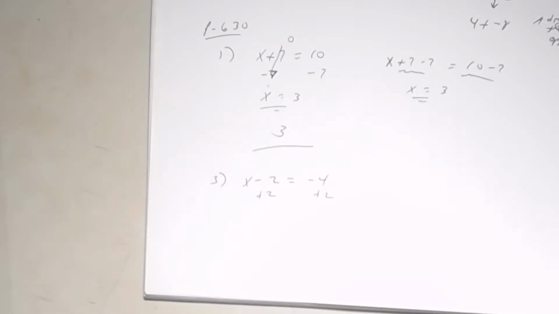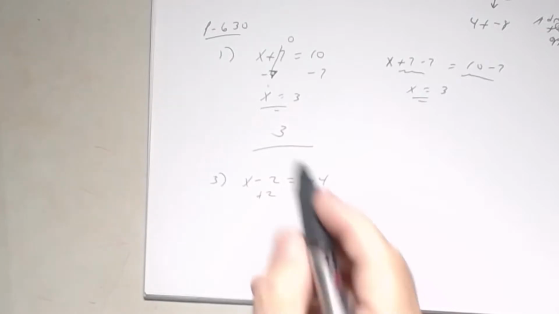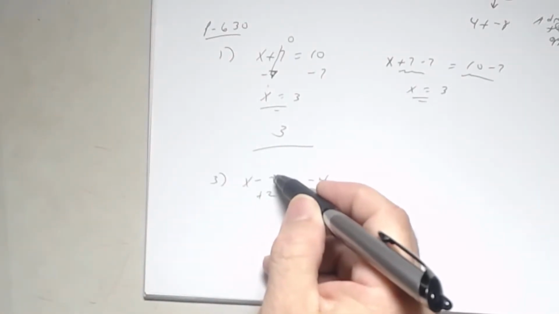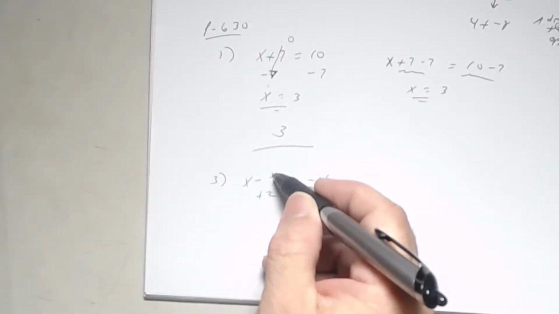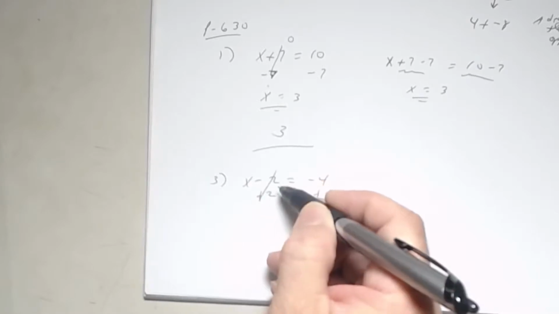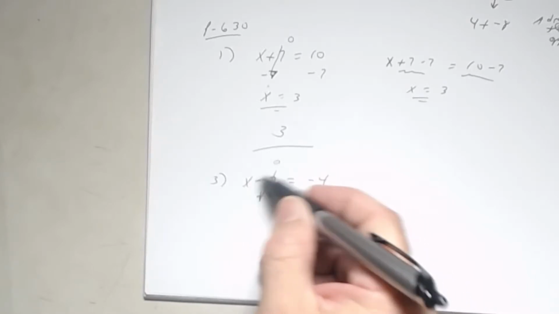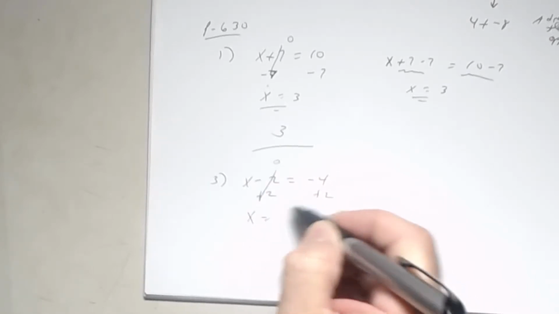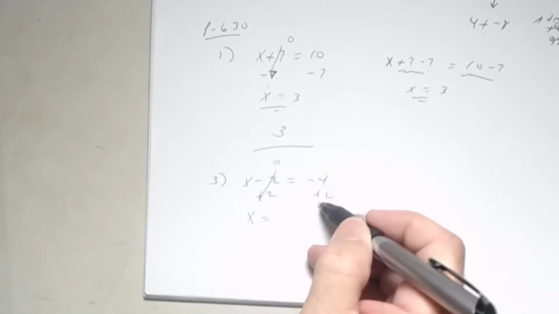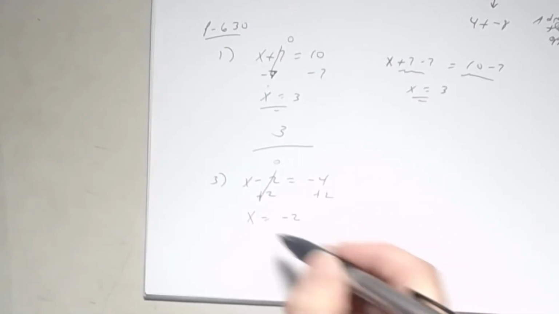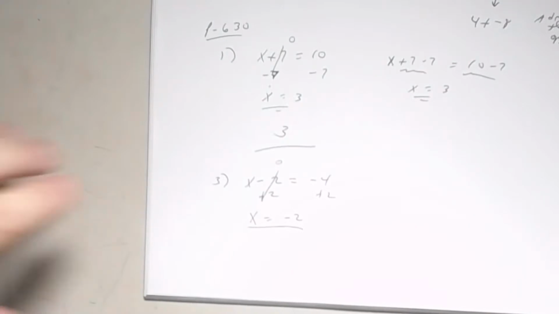It's a balance. And now we're going to use the idea of combined like terms, just like we did in that example a while ago. So a negative 2 and a positive 2, those better be opposites because you're trying to get x by itself. So what's a positive 2 and a negative 2? 0. So what's left on this side? X equals. And what's a negative 4 and a positive 2? Negative 2. Okay? All right, so that's number 3.